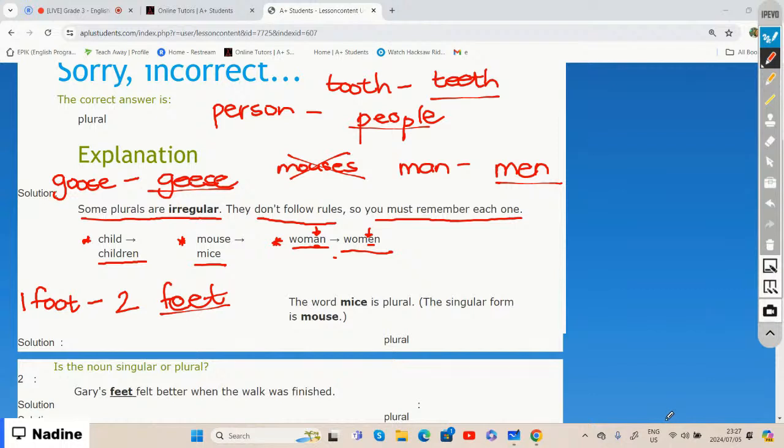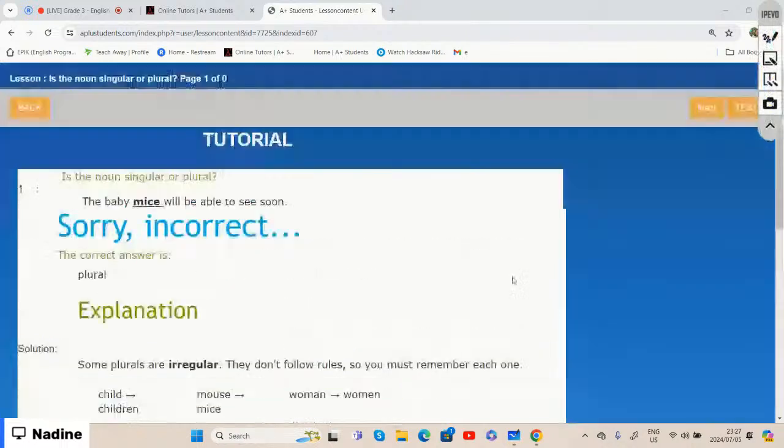All right, so now we're going to our test, right? Before we go, you're going to say if the noun is singular or if it is plural. So now look at the sentence. We're going to look at the word that is underlined, and then we're going to say if the underlined word is either a singular noun or a plural noun. It says: the baby mice will be able to see soon. The baby mice will be able to see soon.